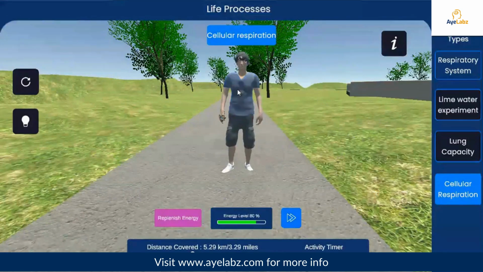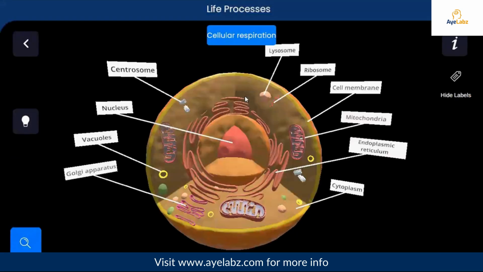Click here to closely observe the cell structure. With Scholar Virtual Lab, students can visualize the process of cellular respiration, making it easier for them to grasp the flow of energy. Click on the cell and experience cellular respiration in the virtual world.